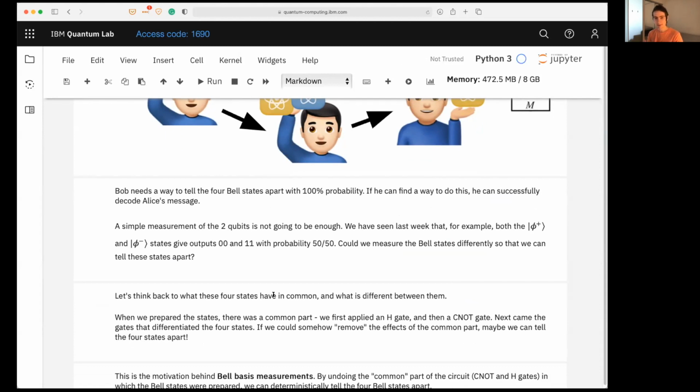If we just straight up measure Bob's 2 qubits, we're certainly not going to get the right answer, because think about, for example, phi plus and phi minus. Both of those give you a 50-50 chance of being 0, 0 or 1, 1, right? And again, we want something that works with 100% probability. So if Alice sent 0, 0, and there's a 50% chance Bob would get 1, 1 out of that, it's not going to be good enough. So we have to come up with a different approach.